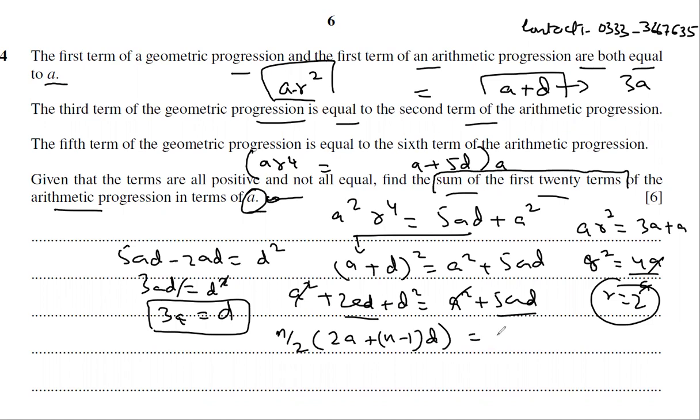So this is equivalent to, what is n upon 2? 20 upon 2, 2a plus 19 into d. D is 3a. So we are getting a value of 590. Since we have to leave it in form of a, so that's why in terms of a. This was a tricky question and most of the students might have found it difficult.